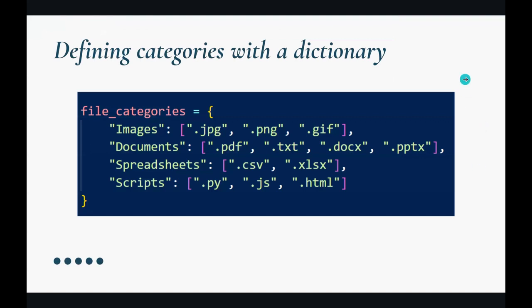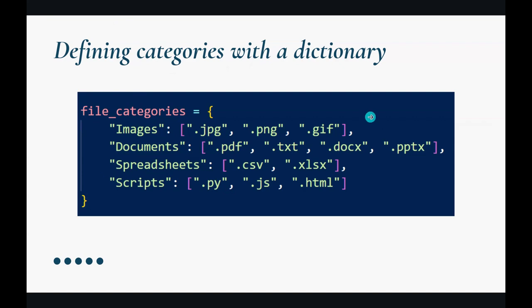But first, before we start to categorize, we have to define categories. To do that, we're going to use a Python dictionary to map file extensions to folder names. Our dictionary here is called file categories, and it maps different file types like images, documents, spreadsheets, scripts, to a list of extensions that are associated with those types.